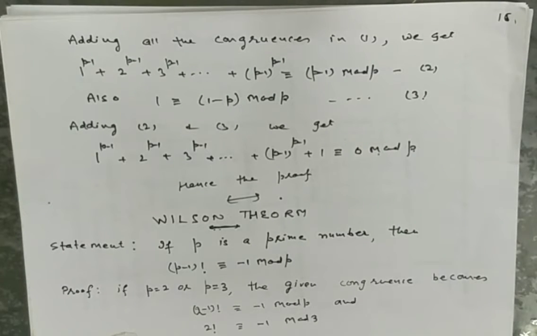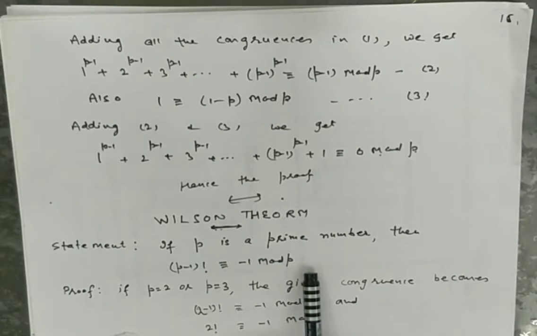Today we are going to start Wilson's theorem and its application. Let's state Wilson's theorem. If p is a prime number, then (p minus 1) factorial is congruent to minus 1 modulo p.